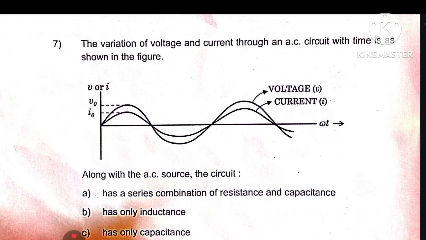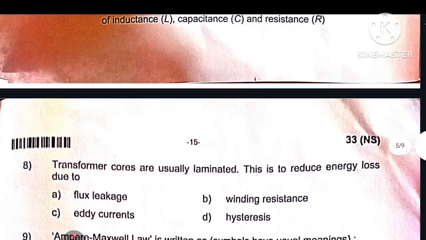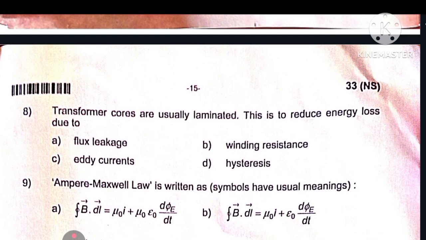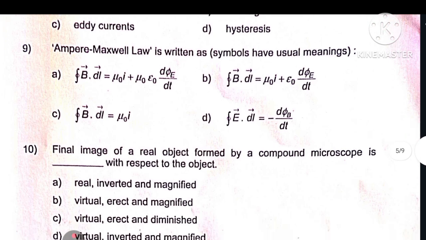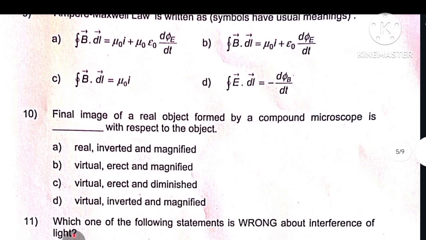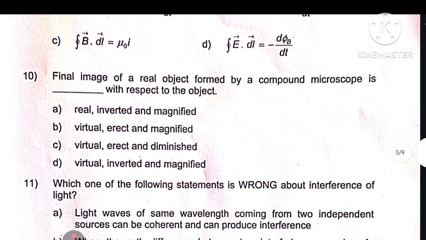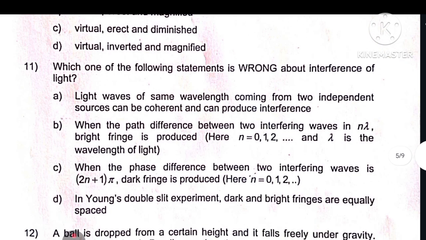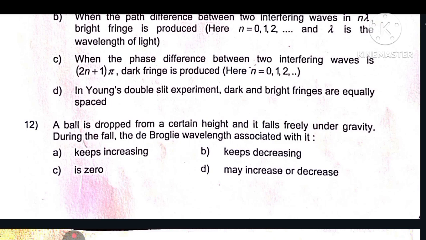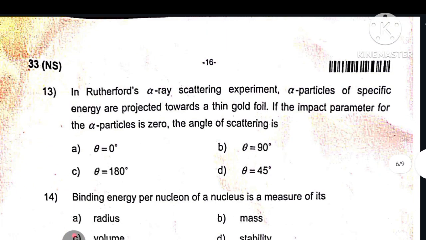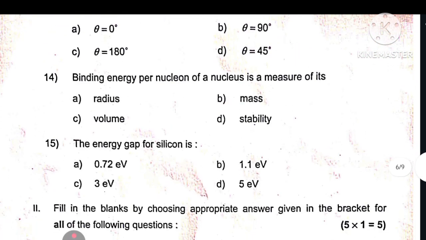Coming to the variation of the voltage and current through an AC circuit with time, which is shown in a figure. This type of question they have asked. Transformer cores are usually laminated. This is to reduce energy loss due to. And this type of question they have asked. Ampere-Maxwell law is written as a symbol. The final image of the real object formed by a compound microscope is dash with respect to the object. Which one of the following statements is wrong about interference of light? A ball is dropped from a certain height and it falls freely under gravity. During the fall, the de Broglie wavelength associated with it. In the Rutherford alpha ray scattering experiment, alpha particles of specific energy are projected towards a thin gold foil. If the impact parameter for the alpha particles is 0, the angle of scattering is. This type of paper asked 15 MCQs.